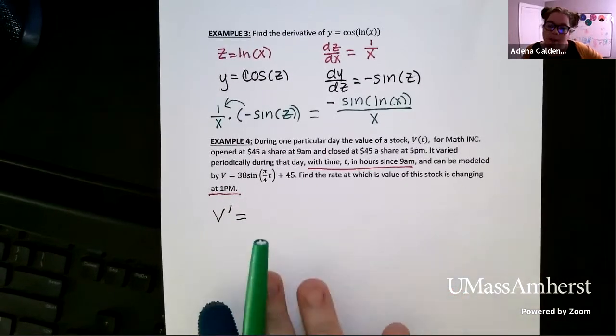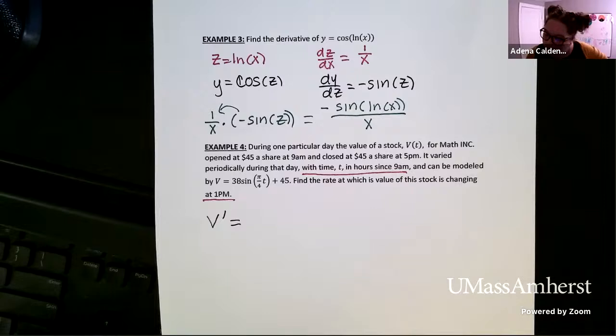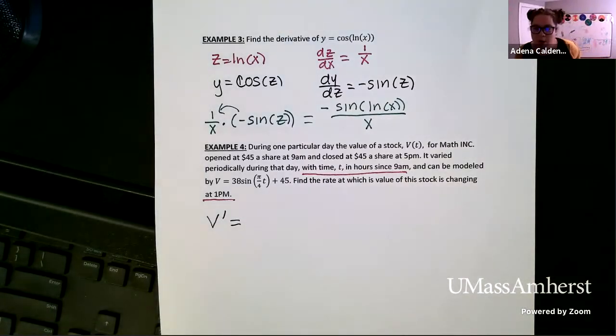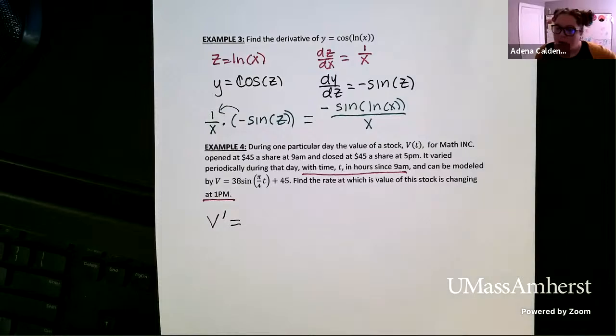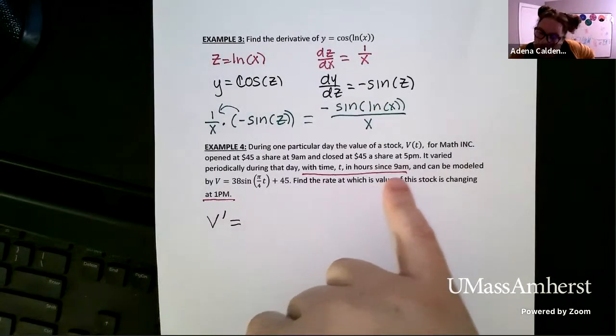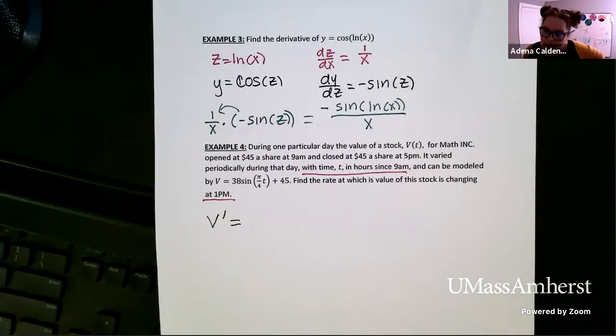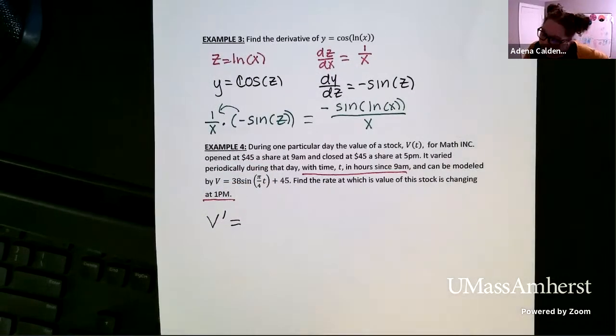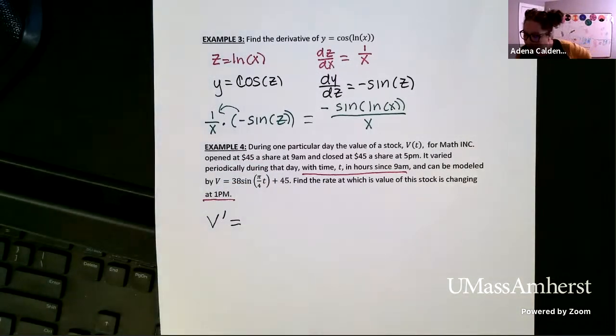So lastly here, we have this example. So we have a particular day that we're looking at the value of a stock, which we're calling V. It opened at $45 a share at 9 a.m. and closed at $45 a share at 5 p.m. It varied throughout the day. And here we have time t in hours since 9 a.m. That's going to be important for us. And we can model this by 38 sine of pi over 4t plus 45.